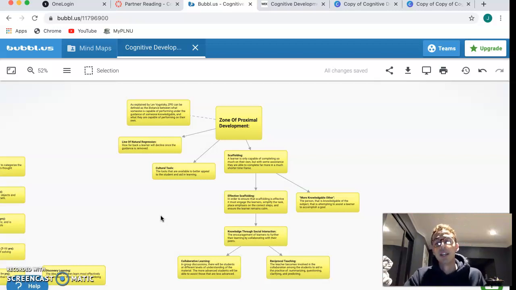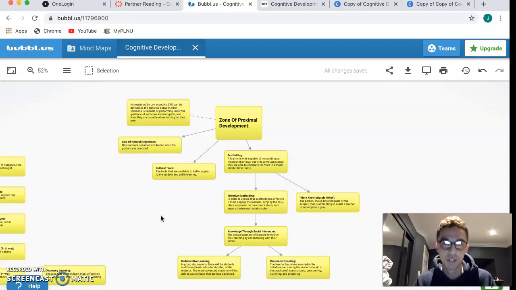All right. And how do we aid this? How do we lessen the line of natural regression? And number one, right, cultural tools.